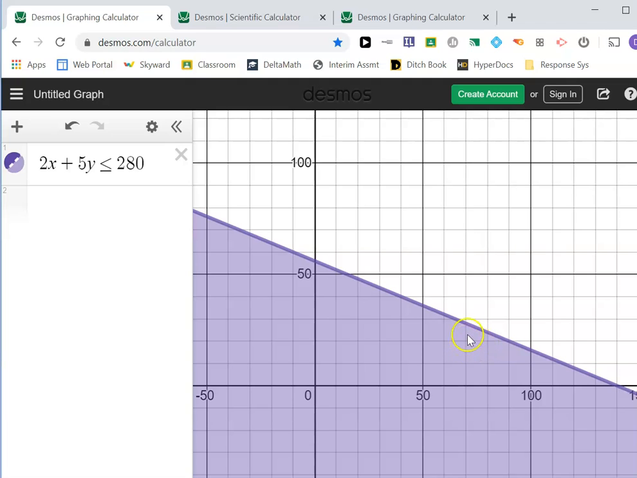You can do that. This would be 70 chairs and 40 desks. You can't do that because it's outside the inequality. It goes over 280. Okay? So here's what we're going to do. I'm going to ask you this next question.